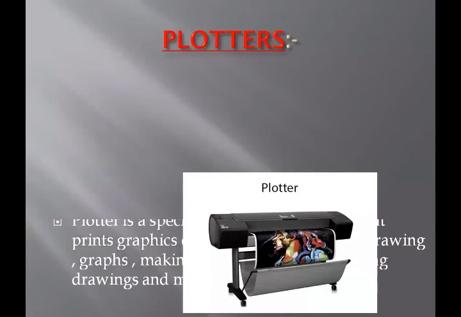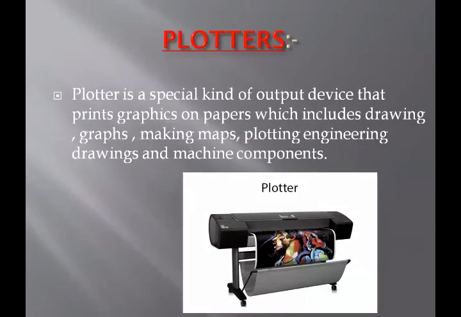Okay. Next heading is plotter. A plotter is a special kind of output device that prints graphics on paper, which includes drawings, graphics, making maps, plotting engineering drawings and machine components. Plotters differ from printers in that they draw lines using a pen. As a result, they can produce continuous lines, whereas printers can only simulate lines by printing a closely spaced series of dots.